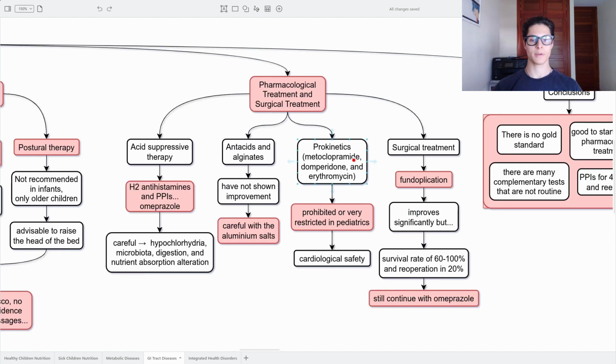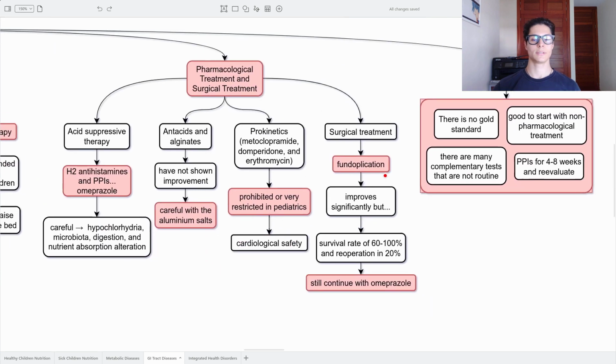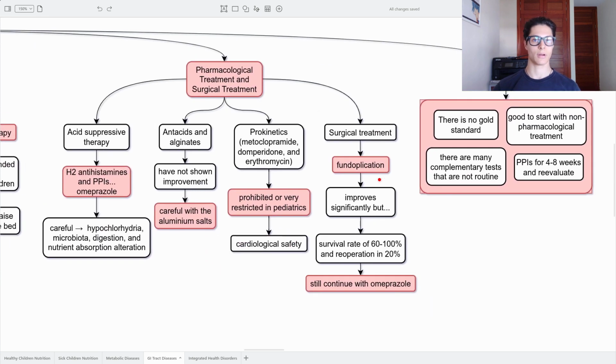Prokinetics, the metoclopramide, the domperidone, and the erythromycin, they are prohibited or very restricted in pediatrics. This is because of cardiological safety. And the surgical treatment is using a fundoplication. This is basically creating a knot around the cardias. This improves significantly the situation, but the survival rate is only 60%. And the reoperation is required in 20% of the cases, and you still have to continue using omeprazole anyway.